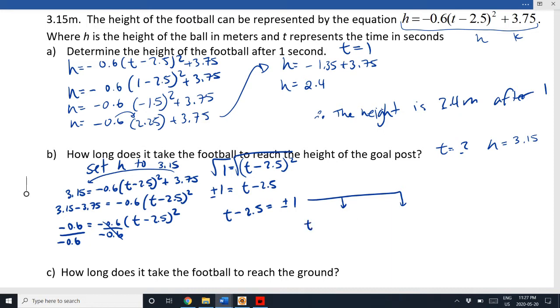So we have t is equal to plus 1 plus 2.5, or t is equal to minus 1 plus 2.5 when we move it over. So we're just moving this over here. So when we move it over here, we're going to get plus 2.5 or negative 1 plus 2.5. Okay, and we're going to get a t value of 3.5 over here and a t value of 1.5 over here. So those are the 2 points, the 2 times.